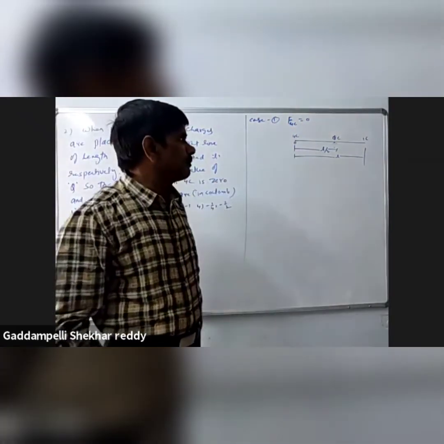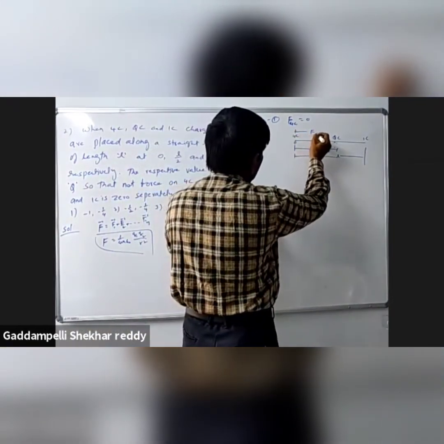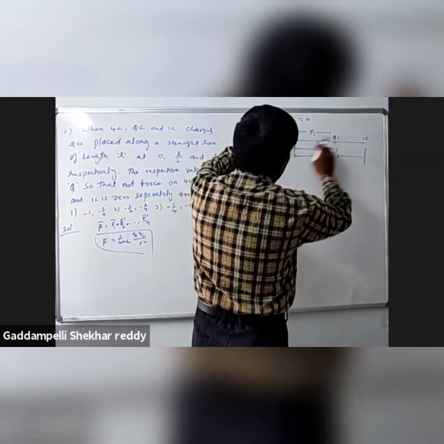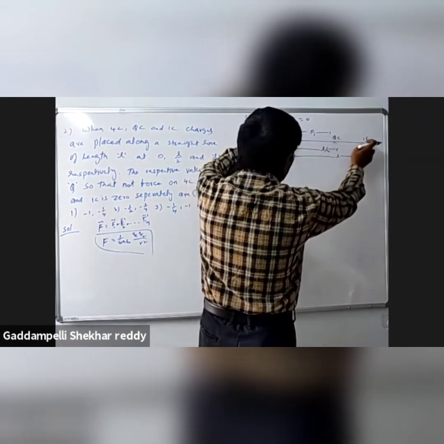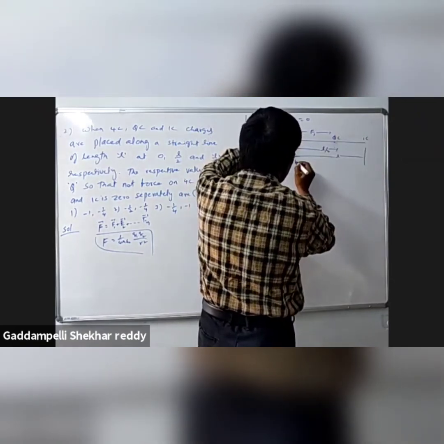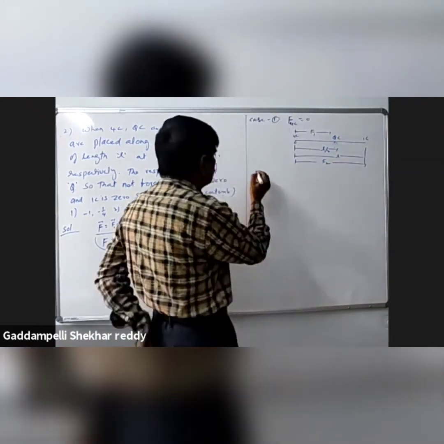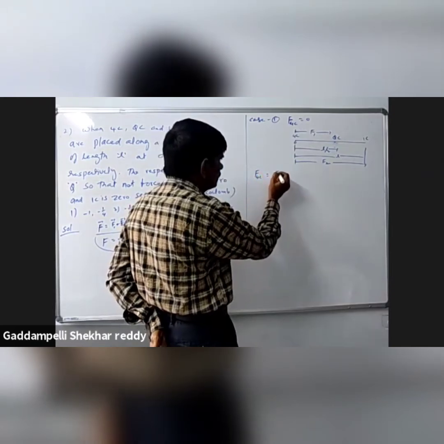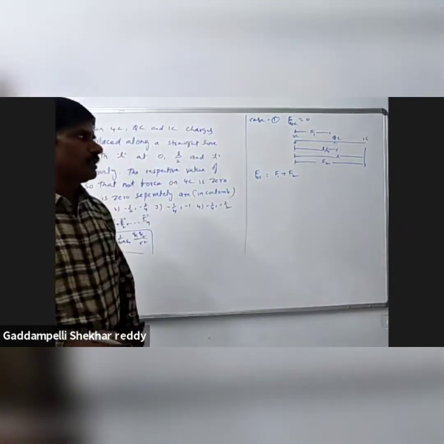That means F net. So here we consider F1, between these two: the force on the 4 coulomb charge due to Q. And the force on the 4 coulomb charge due to this one will be taken as F2. So that means F on the 4 coulomb charge is equal to how much? F1 plus F2.